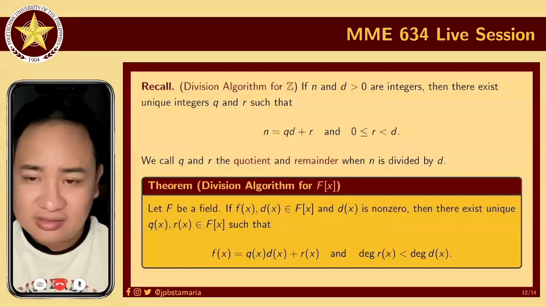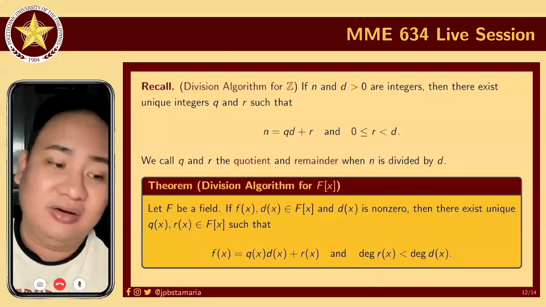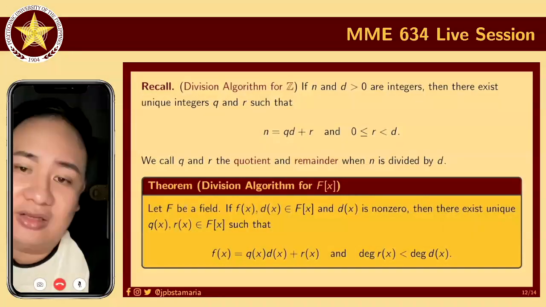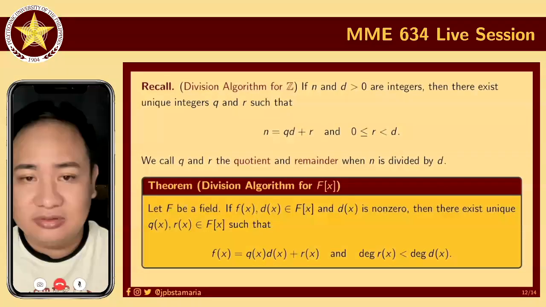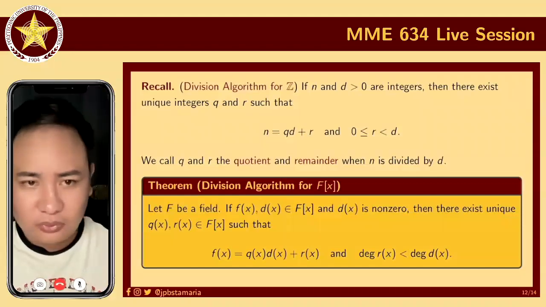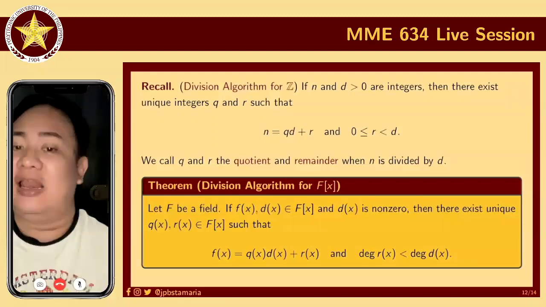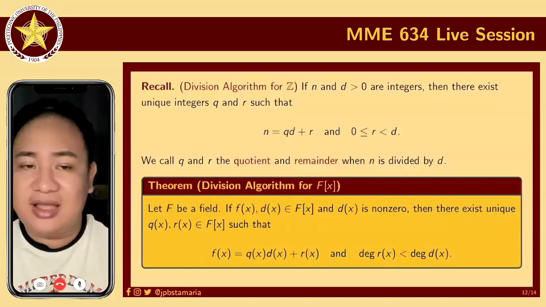So that f of x is q of x times d of x plus r of x. And we require that the degree of r of x, ito yung remainder kasi, is less than the degree of d of x. Ang tawag natin dito ay division algorithm for F[x], or for the ring of polynomials. And this theorem is true only when the ring of coefficients is a field. Hindi integral domain, kailangan field. Isa to sa mga advantage kapag field.